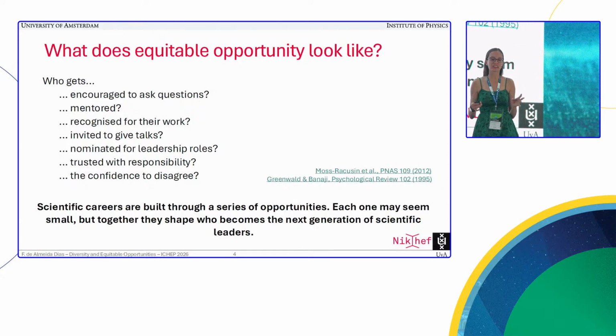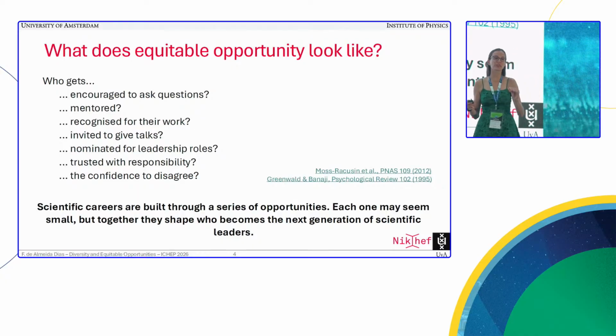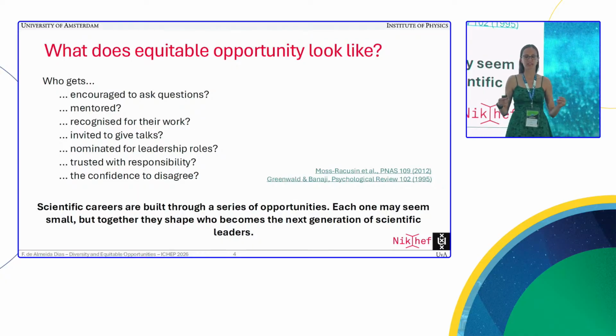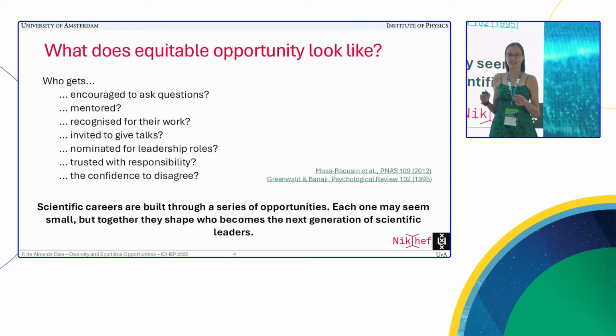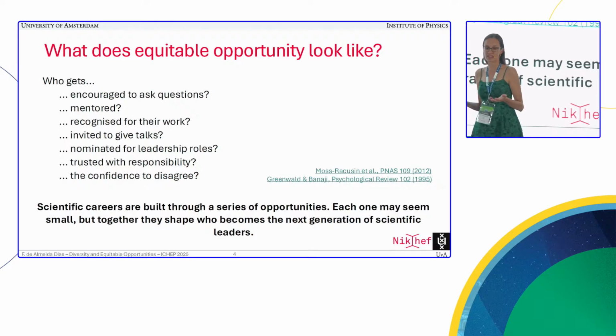Each of those things may seem small, and they may seem very neutral, but it's each of those small opportunities that will bring us to have our career, and that is going to have the things which are important to build the next generation of scientific leaders.